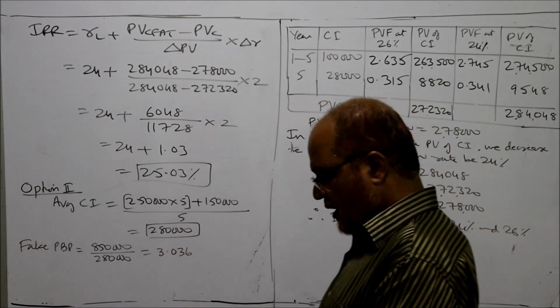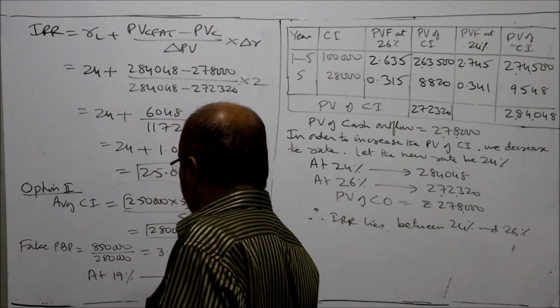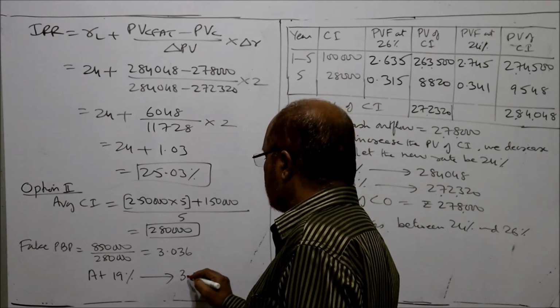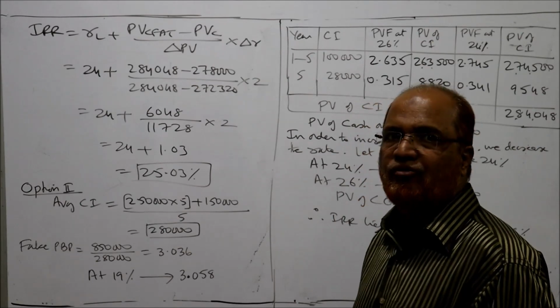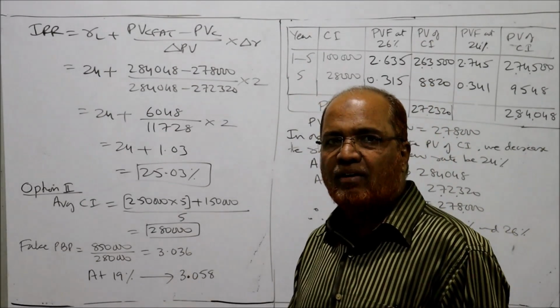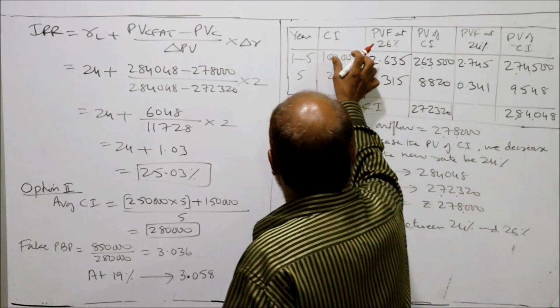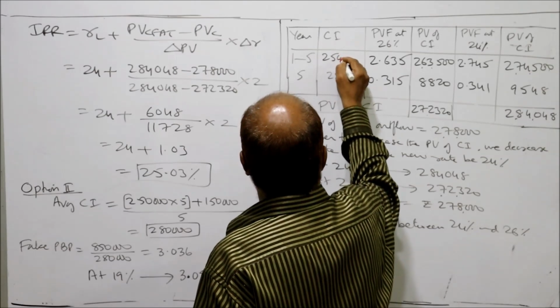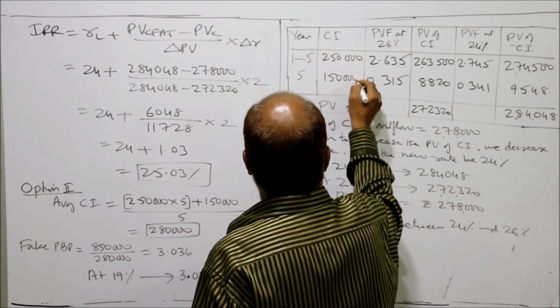We are getting 3.036. Now at 19%, we are getting 3.058. The nearest factor is at 19%, 3.058. So we begin our calculations at 19%. Same table I am making here. Annual cash inflow 2,50,000 and at the end of the year we are getting 1,50,000.